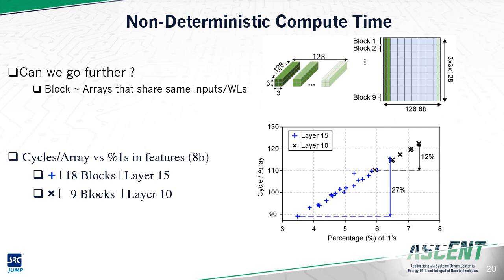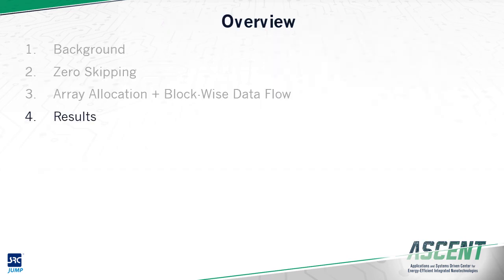Again, looking at ResNet 18, we focus on two layers, layer 10 and layer 15. In the figure on the right, we plot the cycle per block and percentage of ones in the given block. For layer 10, we see a 12% difference in cycle time between fastest block and slowest block. And for layer 15, we see a 27% difference in cycle time between the fastest block and the slowest block. And while these differences are not as large as the layer to layer, we can still exploit this for performance. So now using these new allocation policies, we will go over our results and the simulations used to collect them.